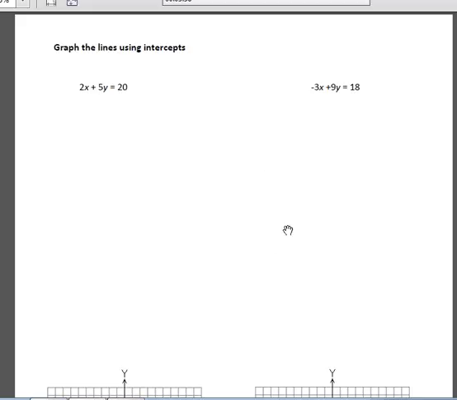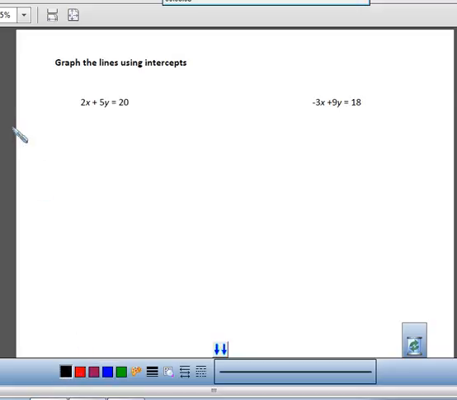Here's what we're going to do. I'm going to walk you through this again one time. Remember, here's your setup: x equals 0, y equals 0. Alright? So you're going to substitute that in.